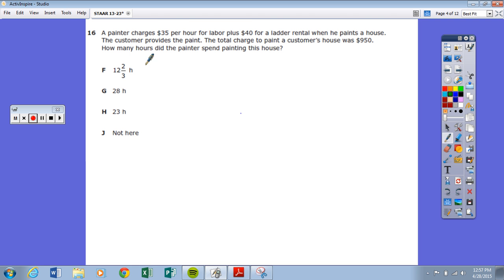All right, number 16, a painter charges $35 per hour. Now, I'm going to go ahead and make a note, because anytime you see the word per, that means that's the amount that goes with the variable. So it's going to be $35 per hour, I'll use H for hour, plus $40 for a ladder rental, okay? The customer provides the paint. The total charge to paint a customer's house was $950.